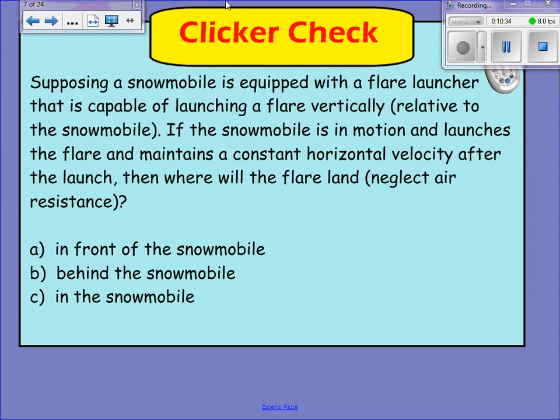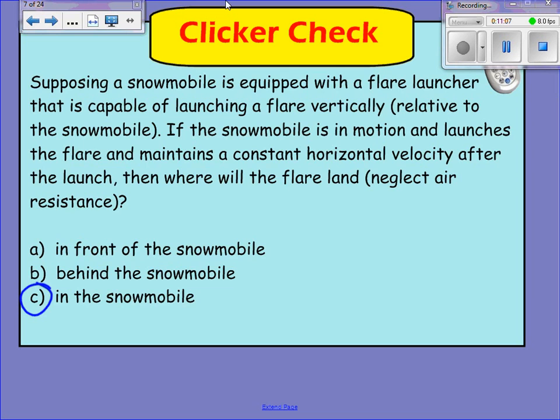If the snowmobile is in motion and launches the flare and maintains a constant horizontal velocity after the launch, so you don't speed up or slow down during any of this, where will the flare land, assuming, of course, we are neglecting air resistance? Will the flare land in front of the snowmobile, behind the snowmobile, or in the snowmobile? Maybe pause the video, think about it, and then hit play to reveal the answer. The answer is C. It would land in the snowmobile.